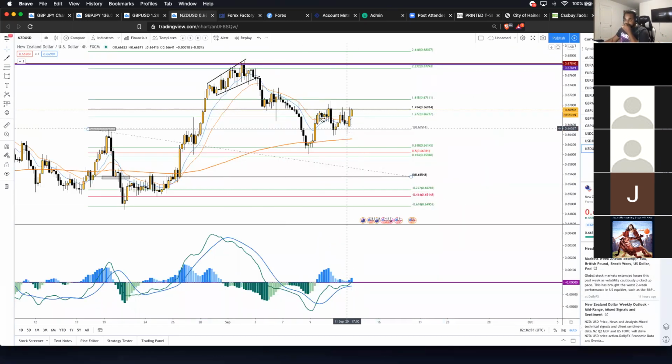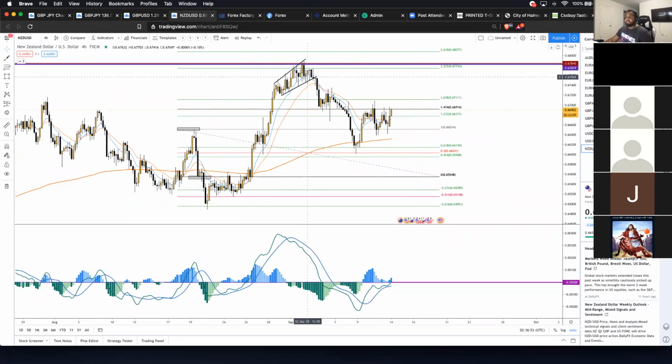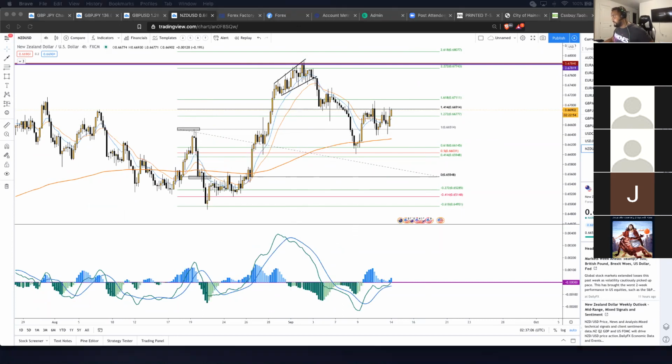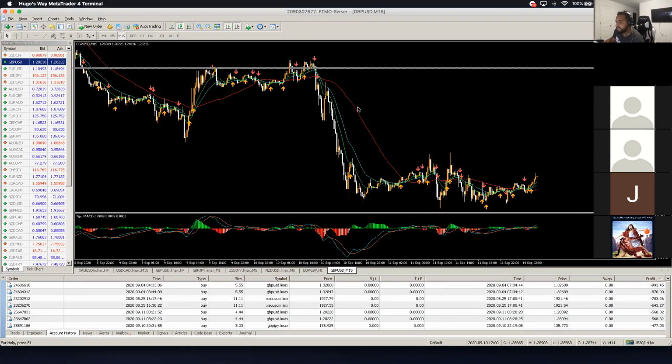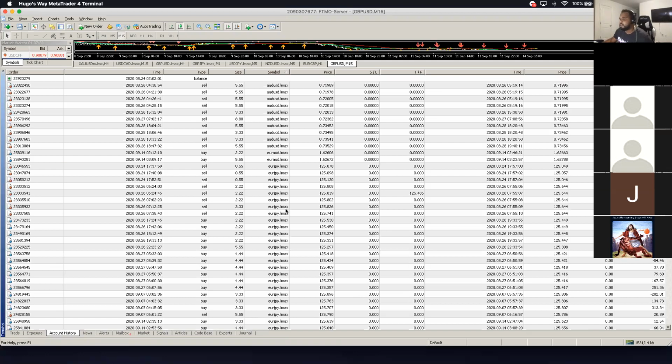NZD USD. I knew that NZD USD was going to drop. This is a similar situation that we're watching with Euro GBP right here. And I had entries at this purple line. If I can pull up my trading account, I'll show you guys. Hold on. All right. So NZD USD. Let's see.